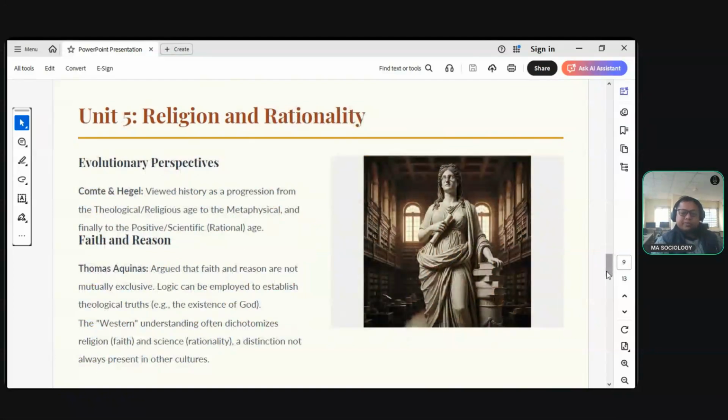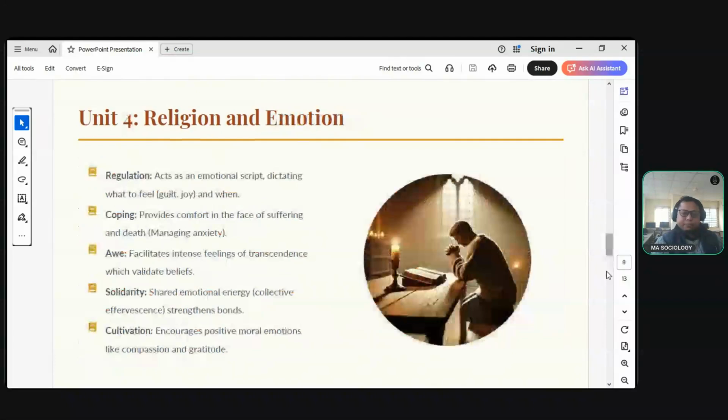When we talk about religion and rationality, we talk about the evolutionary perspective as well. So Comte and Hegel talk about how history has been viewed through the religious aspect, then the metaphysical, and finally the positive scientific stage. And when we talk about religion and emotions, we talk about regulation, coping, solidarity and cultivation. So it acts as an emotional script dictating what to feel, guilt, joy, and when.